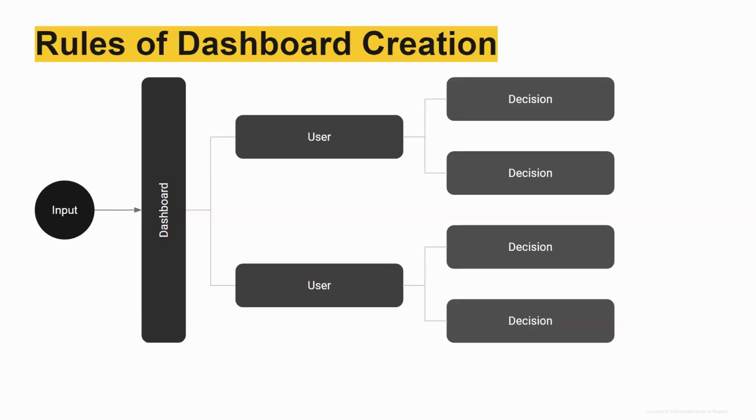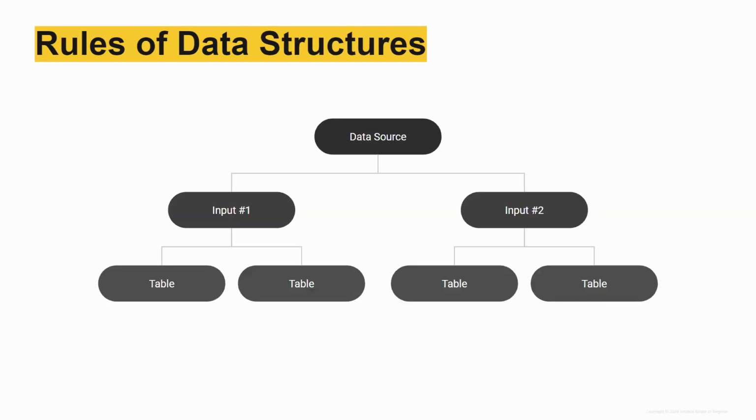Okay. Complex systems have rules. We have boundaries. What's our boundary? Rules of dashboard creation. We have a series of inputs. Let me know if me walking around gets a little distracting. They get aggregated into a dashboard. Users use that dashboard, and based on that dashboard, they make decisions. Simple, right?